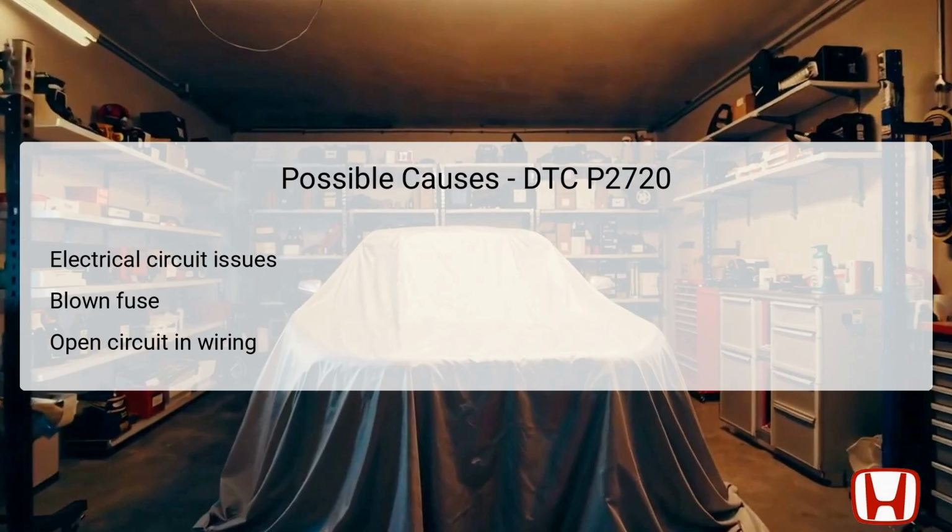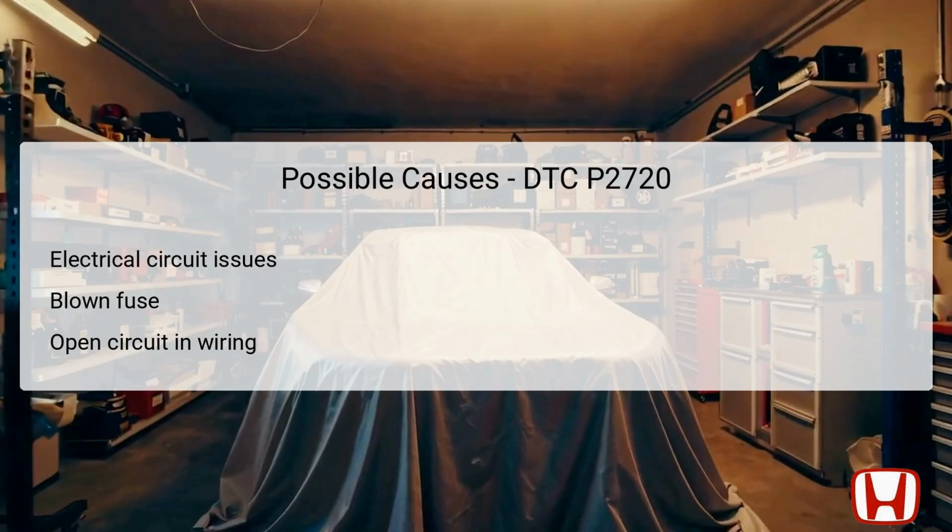Several possible causes can trigger the DTC P2720, the most prominent being issues within the electrical circuit. This could range from a damaged wire, connectors, or connectors that have become loose over time. Additionally, a blown fuse may disrupt the circuit and lead to the low voltage signal associated with this DTC. Specifically, a number C35 fuse, typically rated at 7.5A, could be the culprit if it is blown.